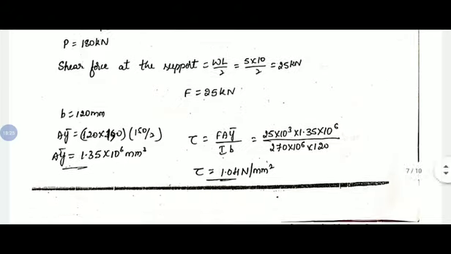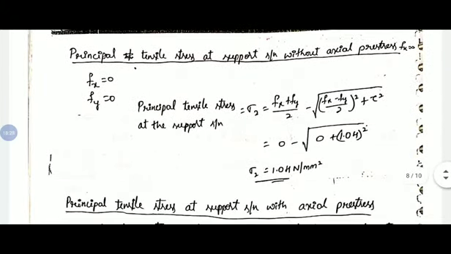So first let us start with the first case: principal tensile stress at support section without axial pre-stress. We don't have any pre-stress here, so Fx and Fy both will be 0. In that case we remain with only shear stress, which is 1.04 Newton per mm square.